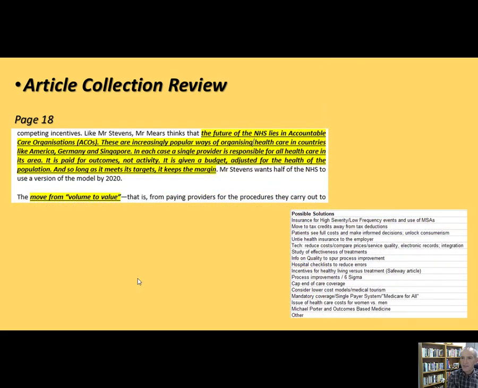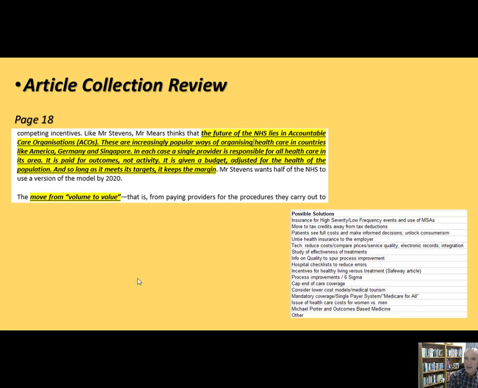So page 18, the future of NHS lies in accountable care organizations. The Affordable Care Act had something very similar. These are ways to try to reward entities that actually cut costs in healthcare. I'm not sure if these organizations have really done much in the US. We'll see a few articles where there was some excitement early on, but it seems to have petered out, so not so sure. There are increasingly popular ways for organizing healthcare in countries like America, Germany, Singapore.